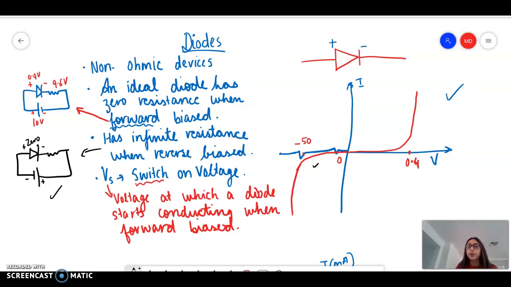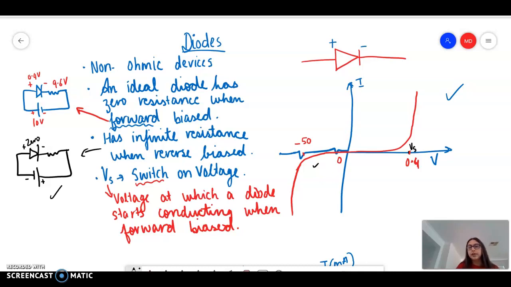So diodes have two important properties. They act as a switch. They conduct if they're forward biased, and they don't conduct if they're reverse biased. So you can control the circuit. And the second important property is that the potential difference across the diode is fixed. Once it reaches the threshold voltage, the switch on voltage, after that, the potential difference across the diode does not increase. It remains fixed at that value.